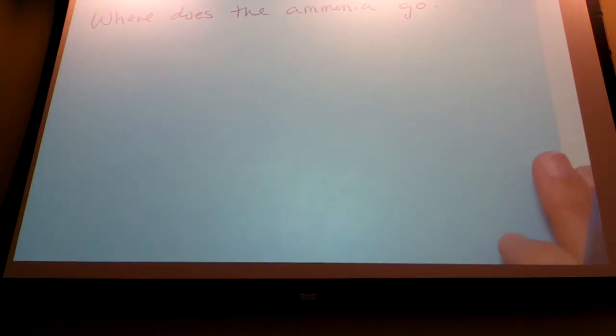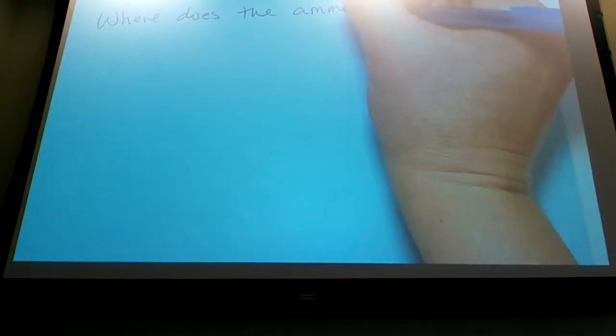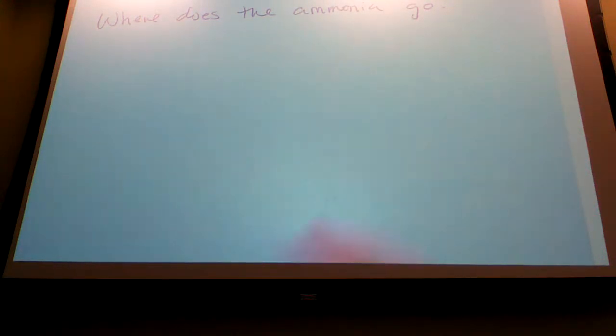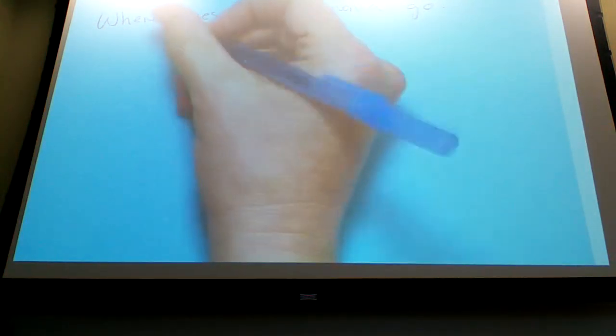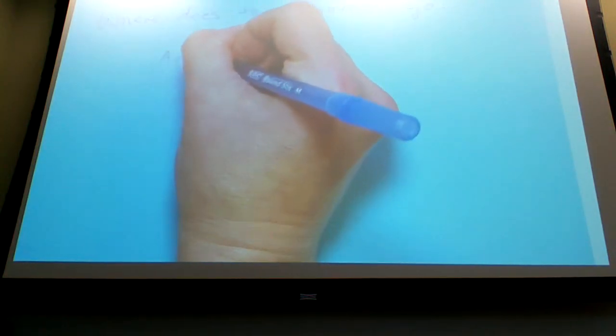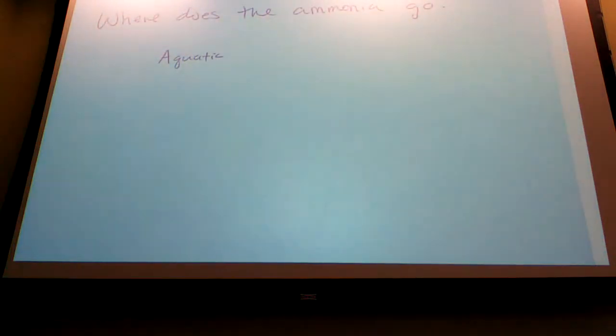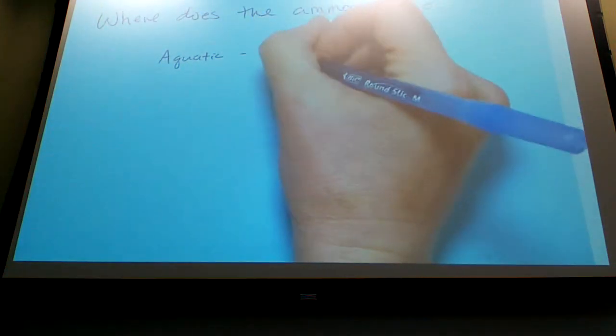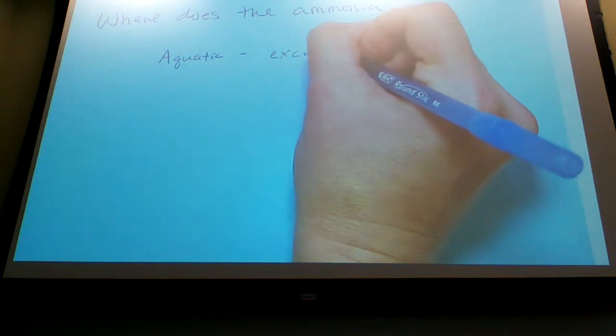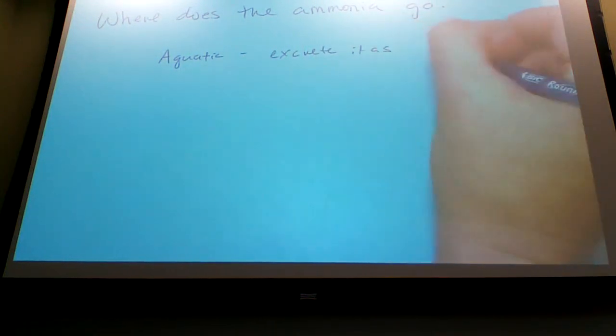Alright, so we deaminated our amino acids, and we have ammonia now. And so today is the question of where does the ammonia go? And the answer to that question depends on what kind of critter you are. So if you're aquatic, it's most likely that you're going to excrete it as ammonia.